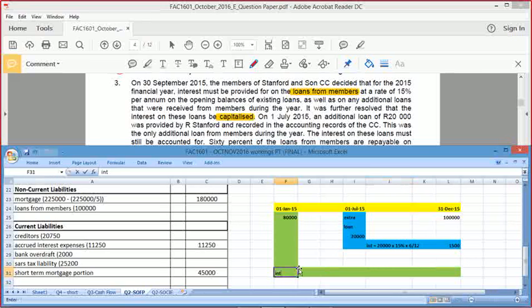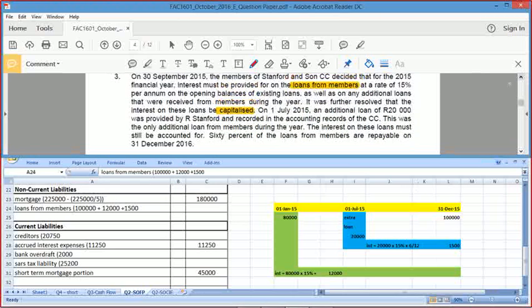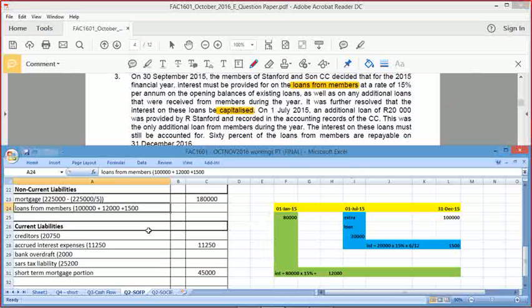Then the interest on the 80,000 is 80,000 times 15%, which equals 12,000. Have you paid this? No, I don't think so. Is this going to be capitalized? Yes. Capitalized means added to the loan. So you're going to add 12,000 plus 1,500 to the loan from members. So loan from members, we plus 12,000 and we plus 1,500.